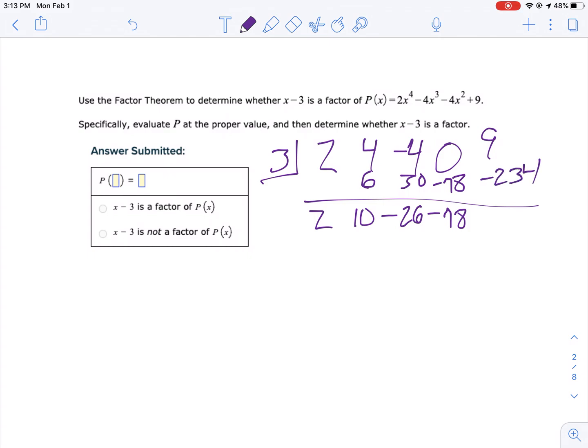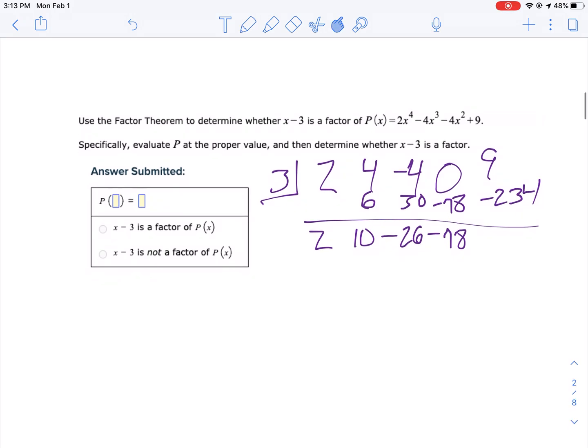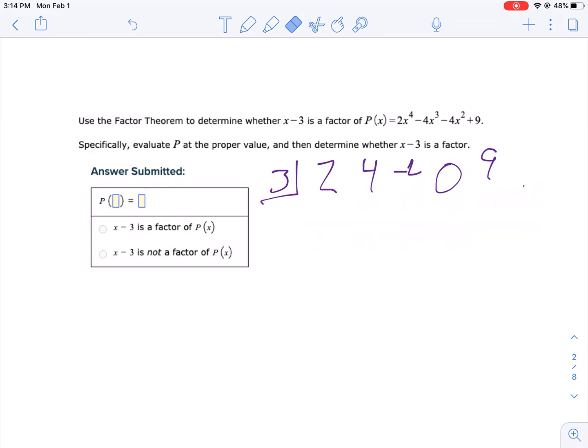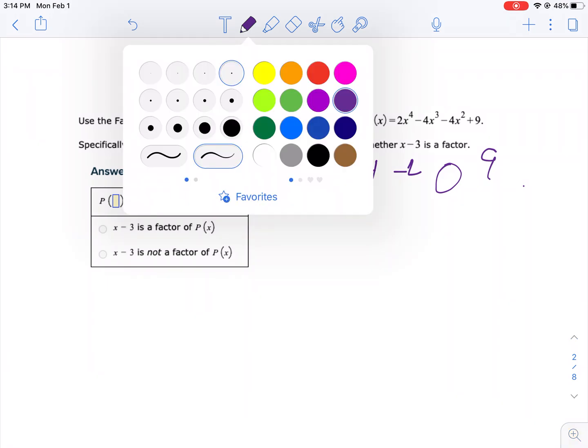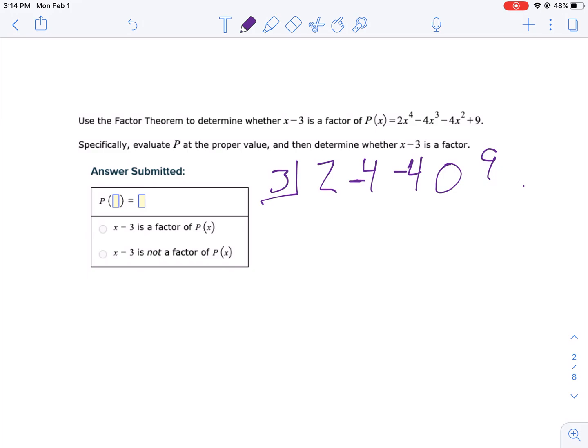I'm going to double check my work here real quick because I don't want to make a mistake. So 2 times 3 is 6. Oh, there we go. Dang it. It just seemed really big for what we're doing because it was a negative 4 here, wasn't it? So 2x to the fourth, negative 4x cubed, negative 4x squared, 0x, and 9.